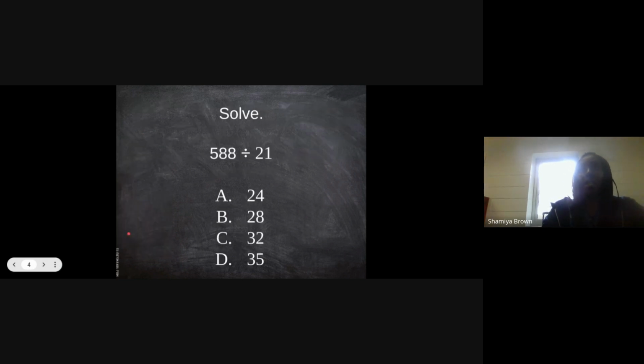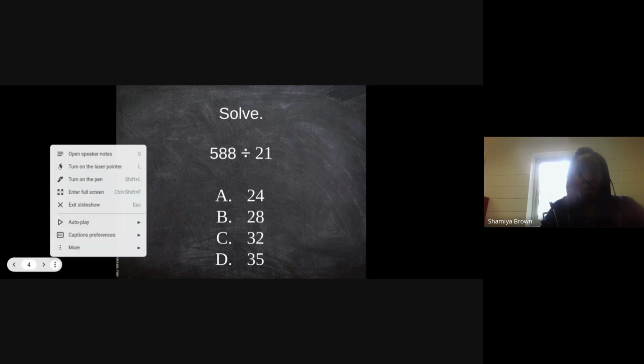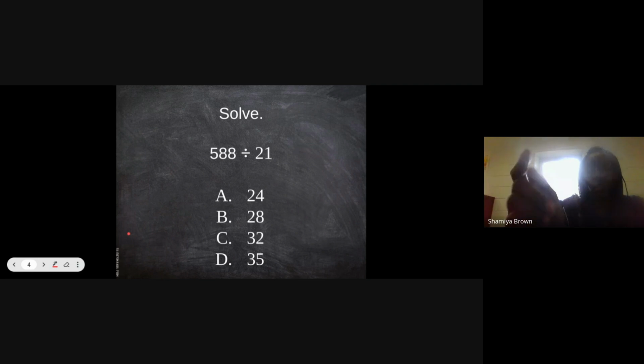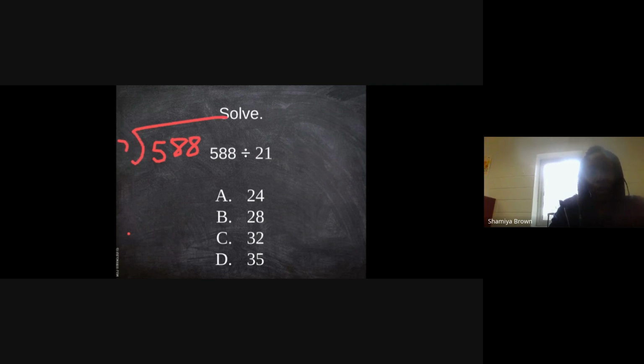All right. Next one is just a division problem. It just says solve. So I'm going to solve that. I'm going to stack it up. Put my 588 in the house and 21 outside. So I'm going to ask myself, first I'm dividing. Remember your steps, dirty monkey smell bad. So I'm going to divide 58 by 21.